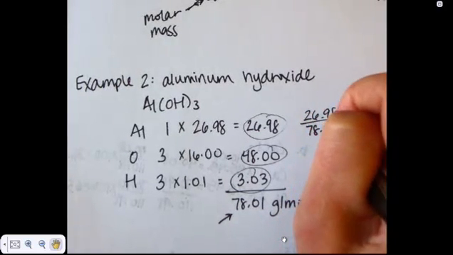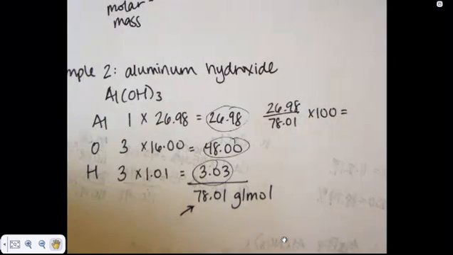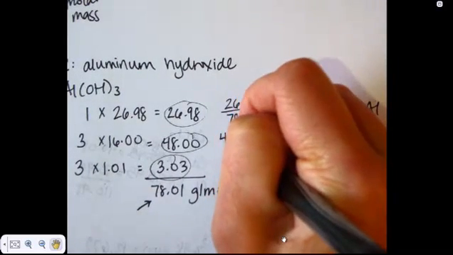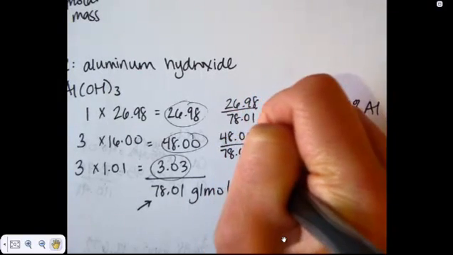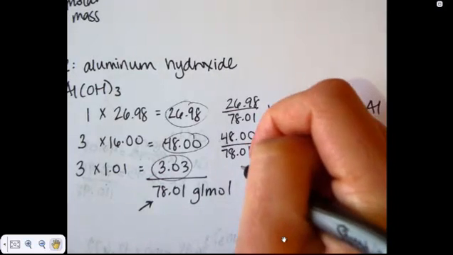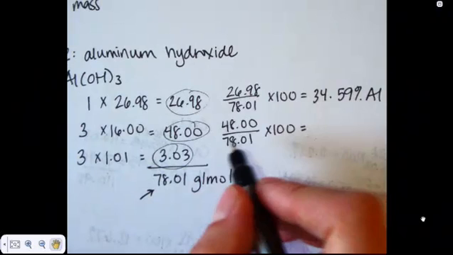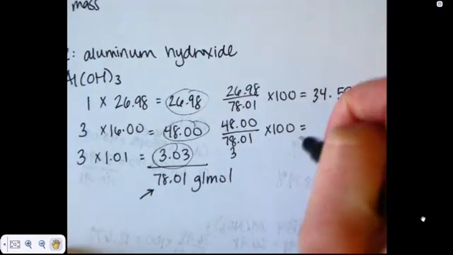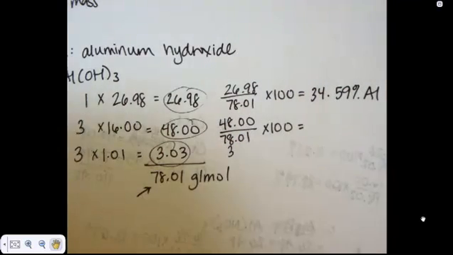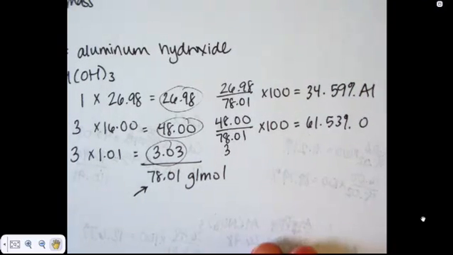So 26.98 divided by 78.01 times 100 to make it into a percent. I got 34.59% for aluminum. All right, so 48 divided by 78.01, and times 100. Oh, so let's calculate this. 48 divided by 78.01, 61.53%, and that is the percent by mass of oxygen.